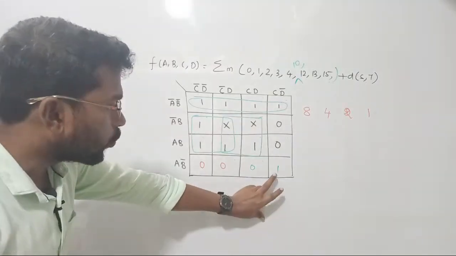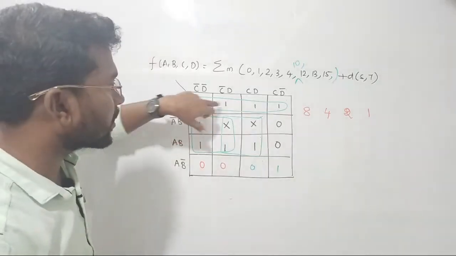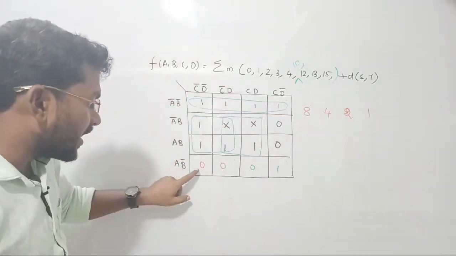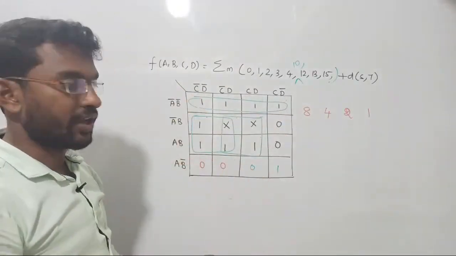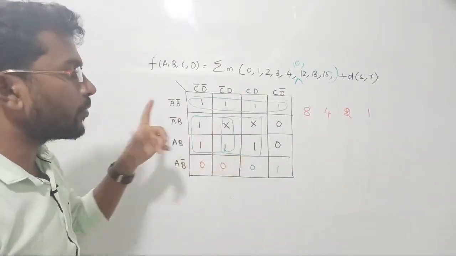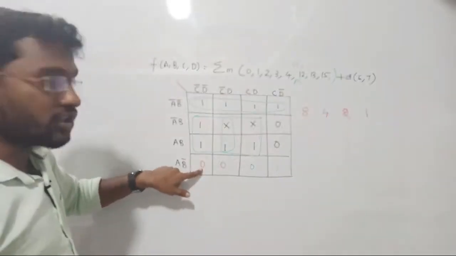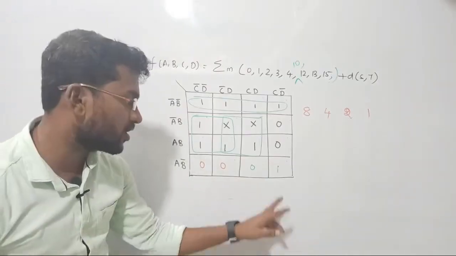Next, this one cannot be grouped with 4 possibilities because there is a value on this edge and a value on this edge. Suppose there was a value on this edge, then 4 grouping would be possible. The cells in this corner are all adjacent to each other, so we can group them. This one with this one, we can group these 4. But unfortunately here I don't have one. So 4 is not possible with this one.